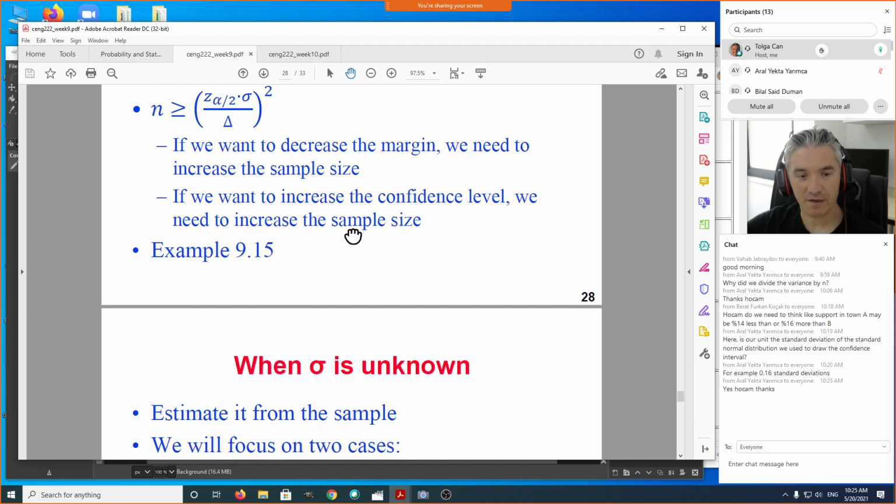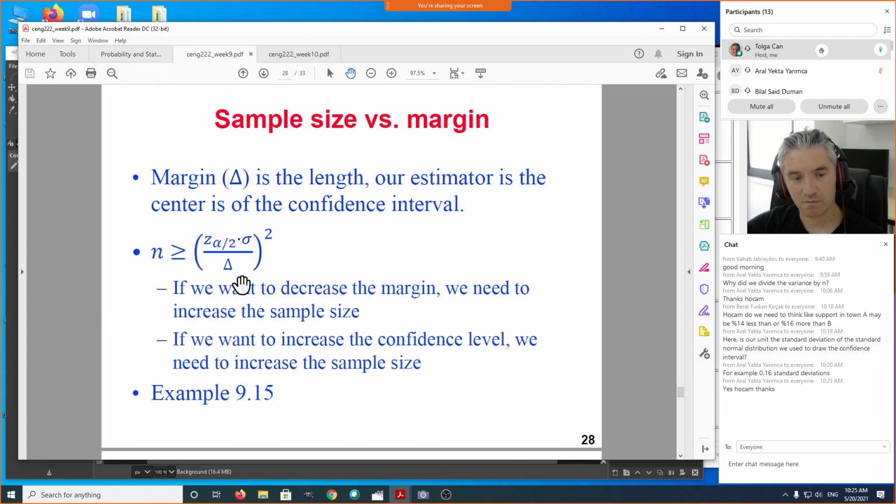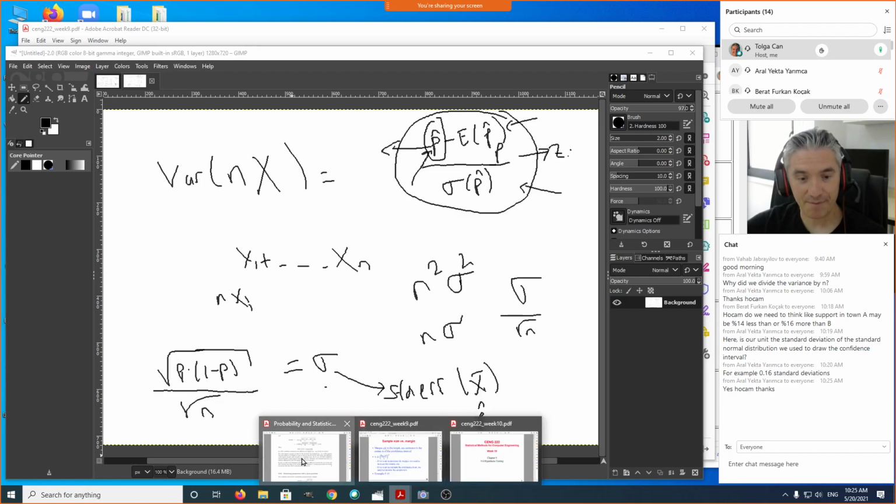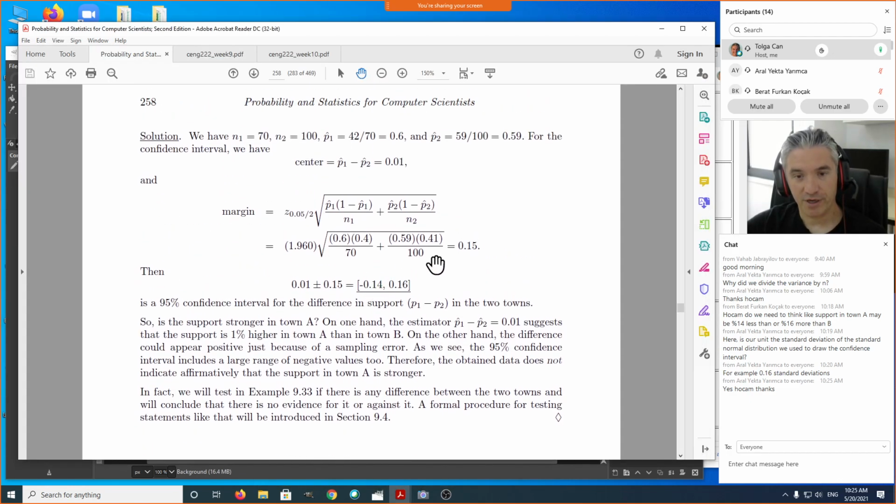So we have learned that in section 9.2. Now, imagine, for example, we want to find the difference between these two proportions in this example, not with the margin of 0.15, but if you want to decrease this margin of 0.15 to 0.01.